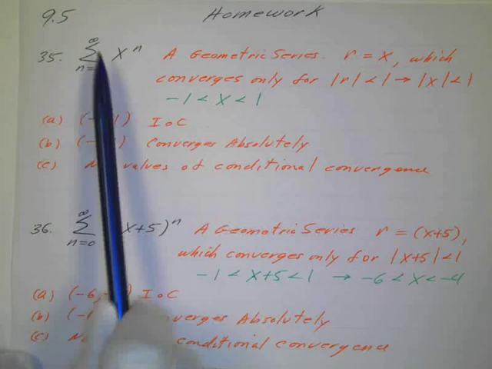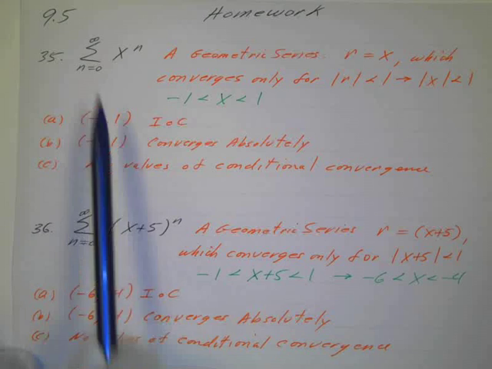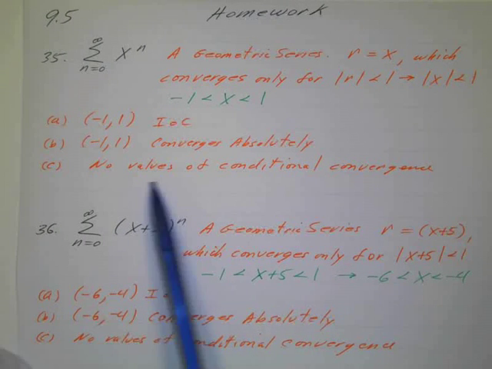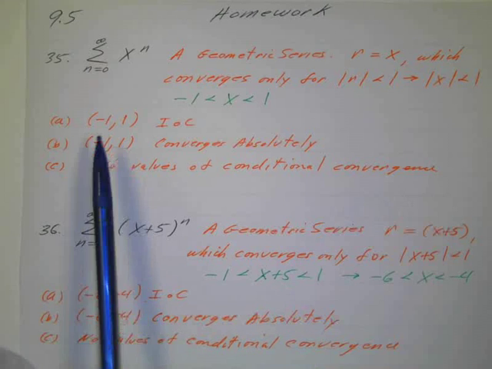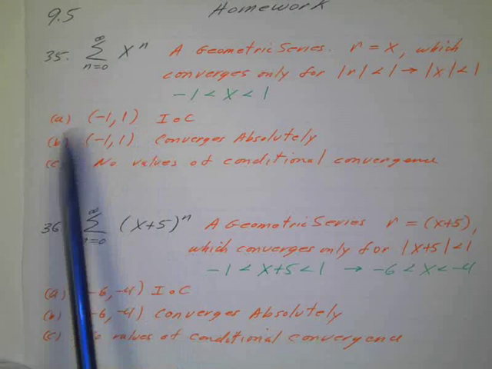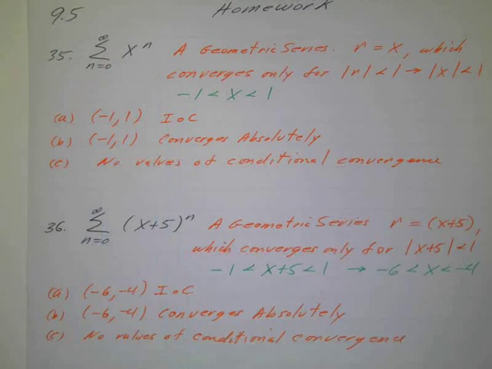Converges absolutely. If we take the absolute value of this, we're going to get the same thing. There's no difference because there are no alternating signs or negative signs, so it converges absolutely. And there are no values of conditional convergence. In other words, there aren't any points in here that don't converge absolutely but do converge, because it converges absolutely over the whole interval. And you can just check that. The absolute value of that is just the same thing.